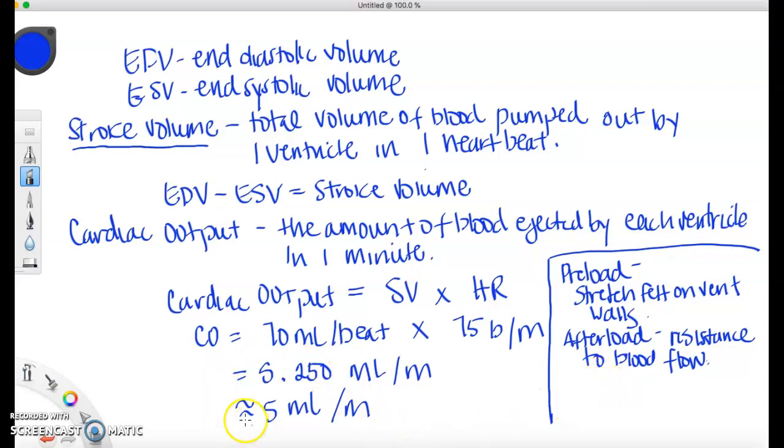All right. So I think that's it. And we'll be going on to vessels.